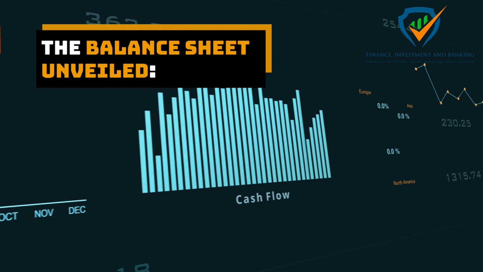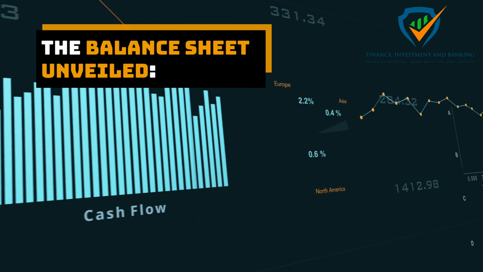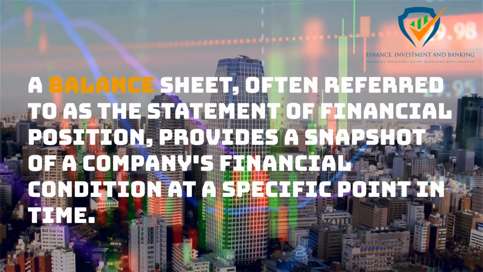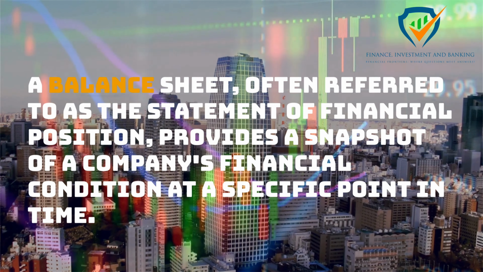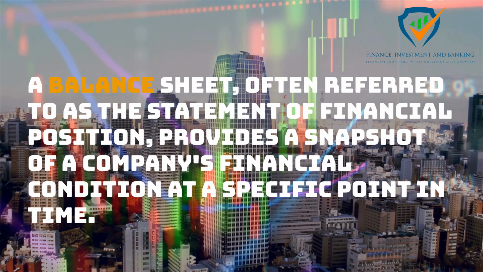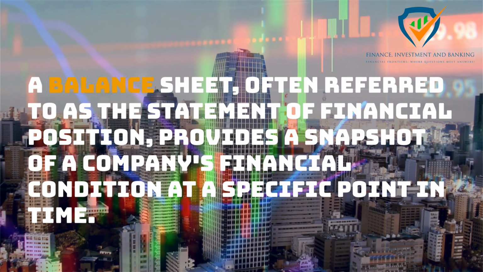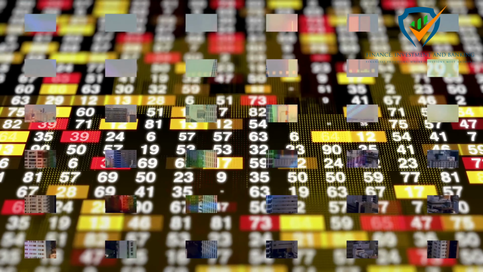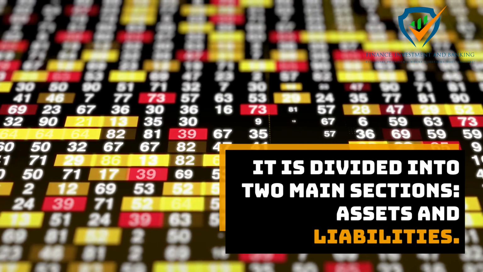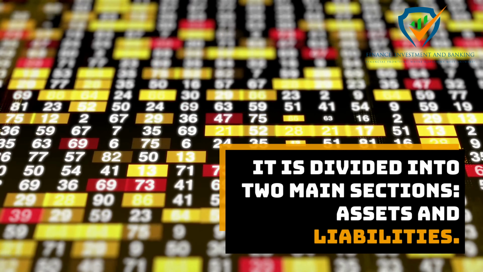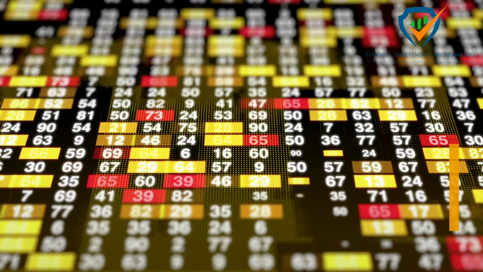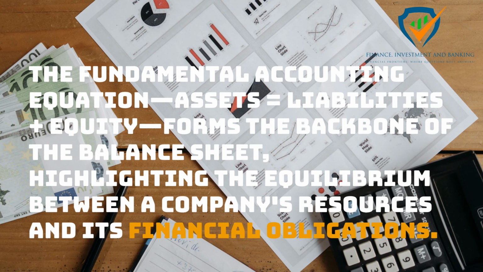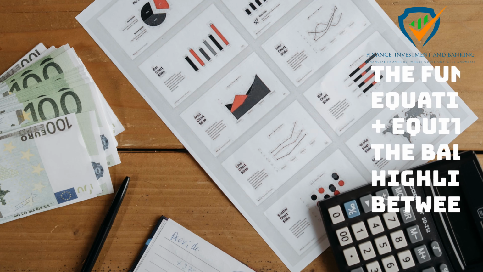The balance sheet unveiled. A balance sheet, often referred to as the statement of financial position, provides a snapshot of a company's financial condition at a specific point in time. It is divided into two main sections: assets and liabilities. The fundamental accounting equation, assets equals liabilities plus equity, forms the backbone of the balance sheet, highlighting the equilibrium between a company's resources and its financial obligations.